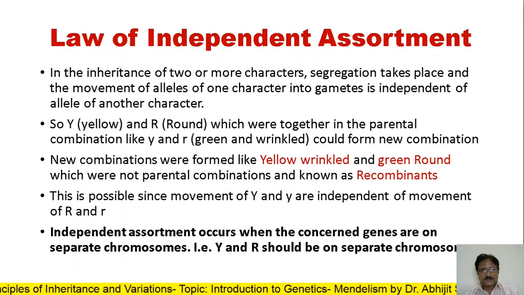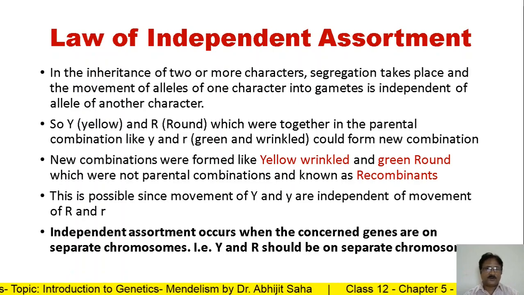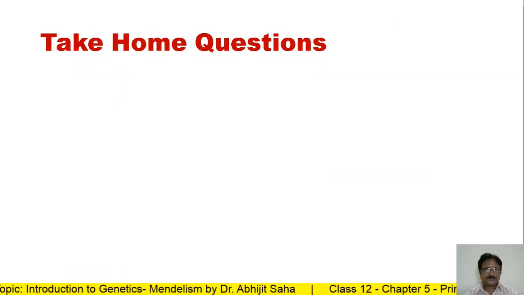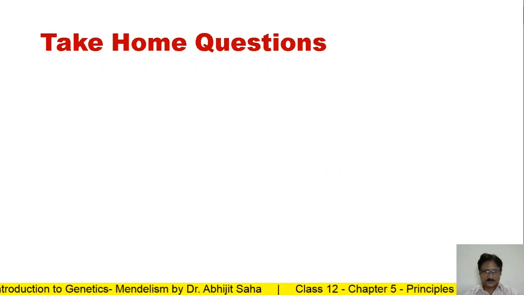But one thing is important, that is, independent assortment is possible only when the concerned genes or factors are located on separate chromosomes. That is, Y and R should be present on separate chromosomes. This is as per the later knowledge. With this, we come to an end of the dihybrid cross.